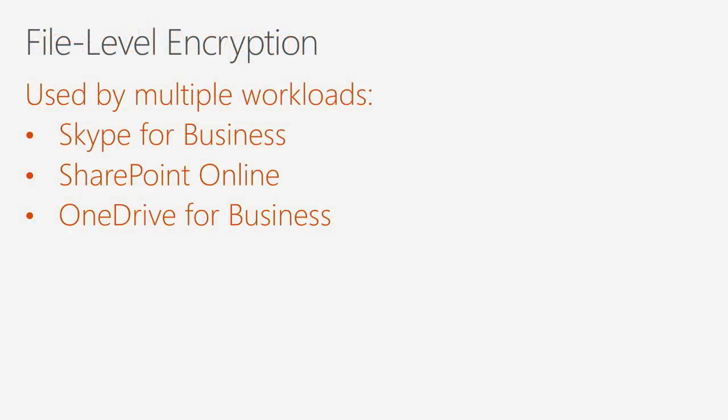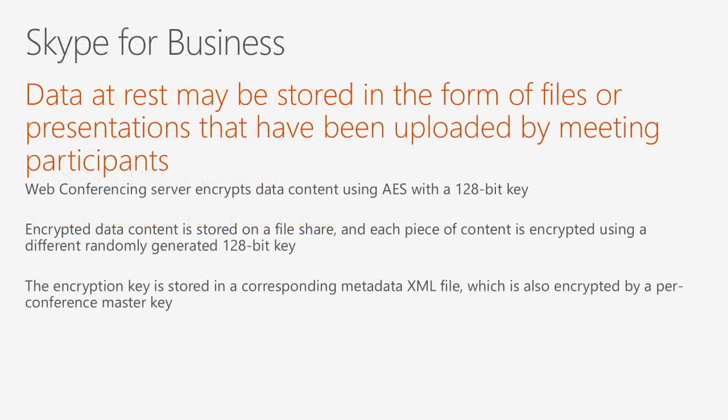Okay, so file level encryption or per file encryption, or what we sometimes call advanced encryption, and what we're now calling advanced encryption for Exchange, is used by Skype for Business, SharePoint Online, and OneDrive for Business because those are largely the only ones that work with files. For Exchange, we work at the mailbox level for encryption. We'll talk about that in a minute. So data at rest might be stored in the form of files, or this could be presentations that are uploaded by a meeting participant. And all of those are stored on the web conferencing server using, at a minimum, AES with a 128-bit key.